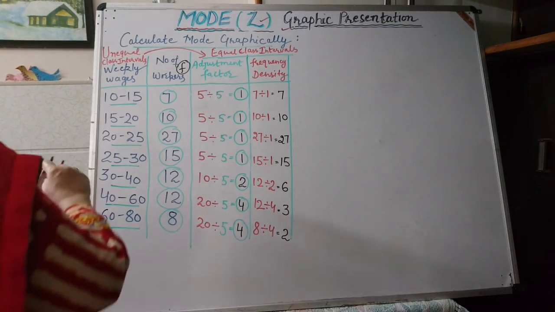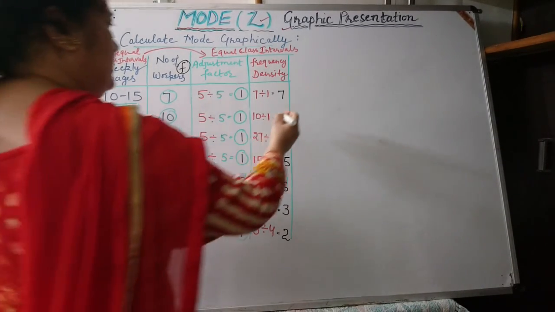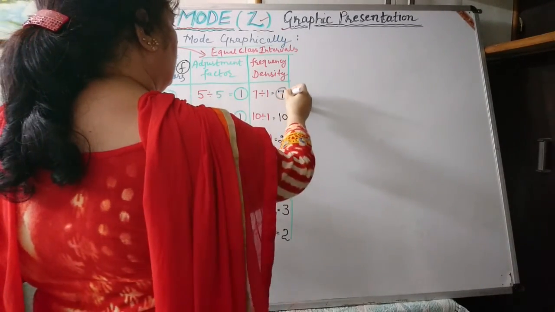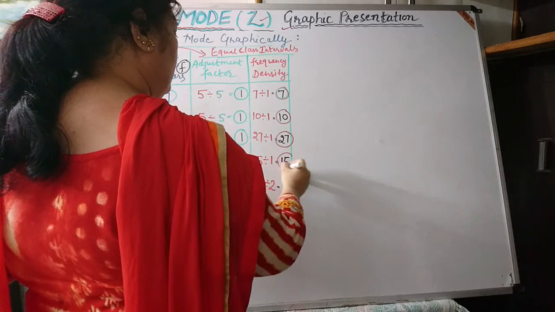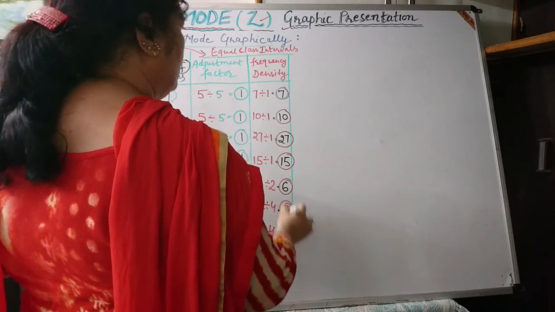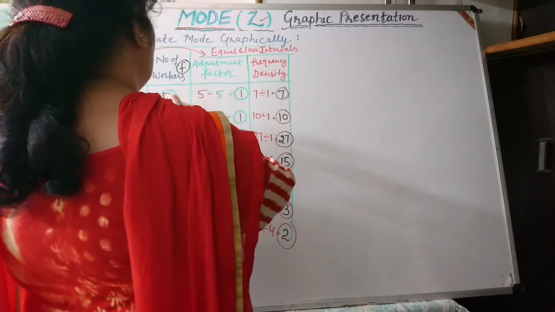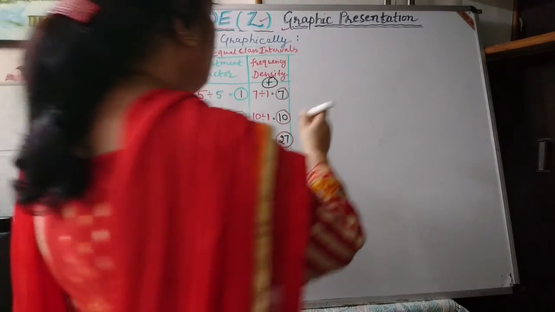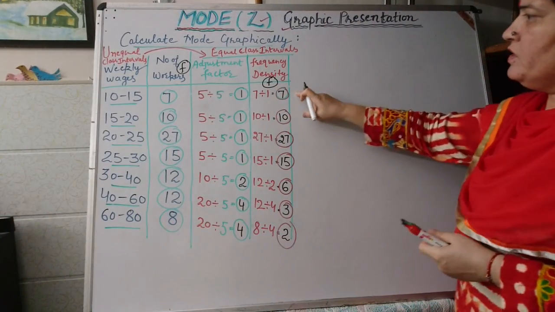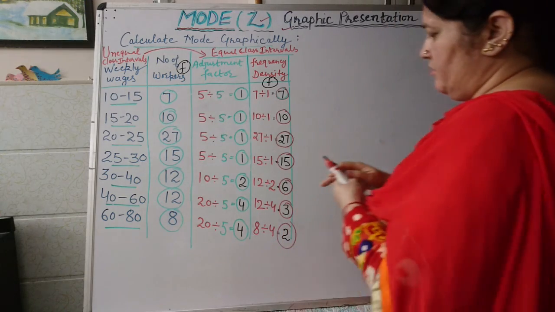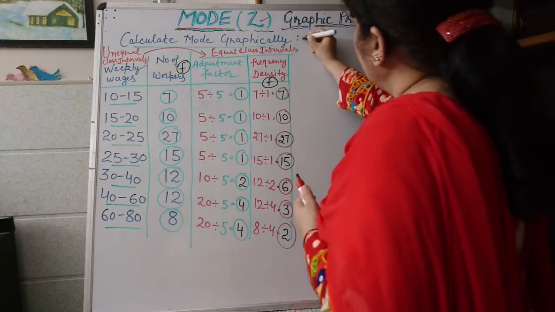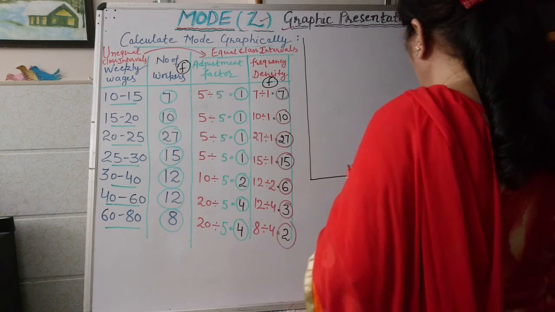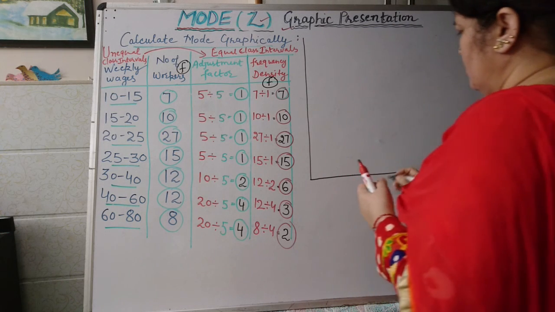Now instead of this frequency, we will take this frequency: 7, 10, 27, 15, 6, 3, 2. So this is the frequency which we will use as we prepare the histogram. This frequency will be used instead of the earlier frequency. So now let us prepare the x-axis and y-axis for the calculation of mode.